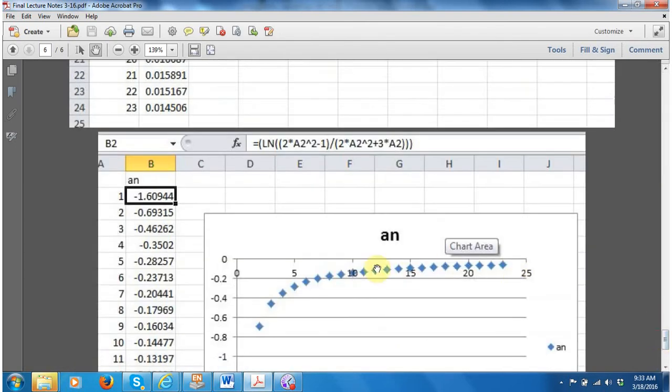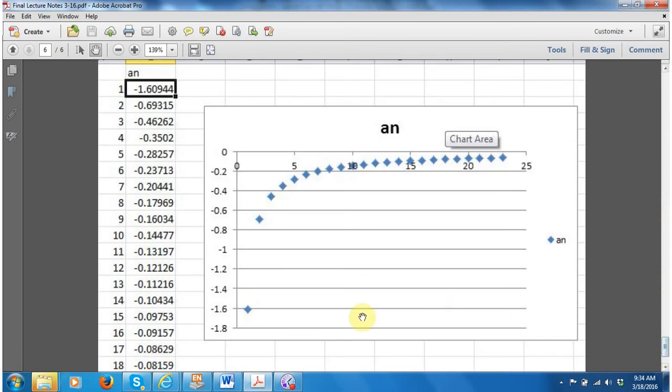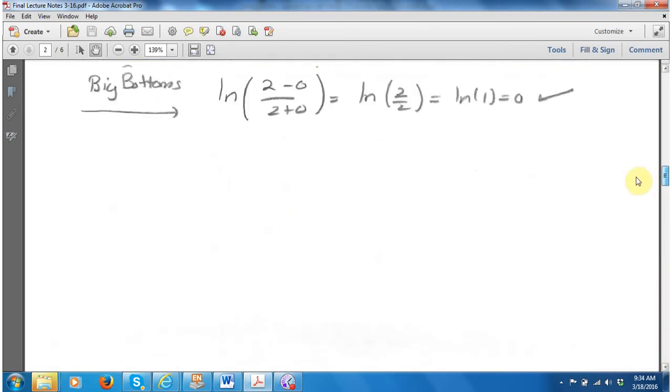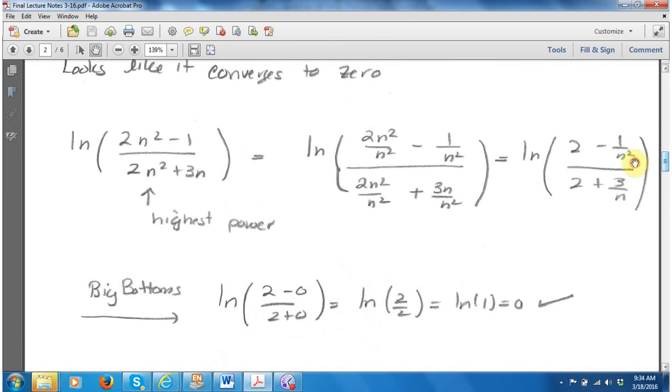At the end of the page, there's the graph. Notice this is how I put in the natural log of this expression that I have. Scroll it down and I see that it levels off, looks like again, it's 0. So we get this expression here inside. I'm going to analytically show that it looks like it's 0 as well.